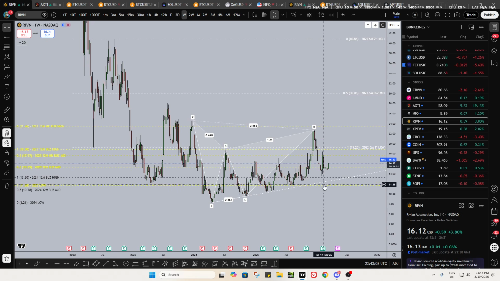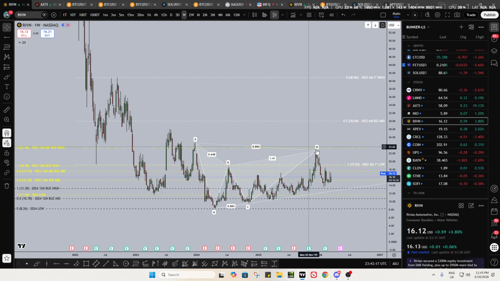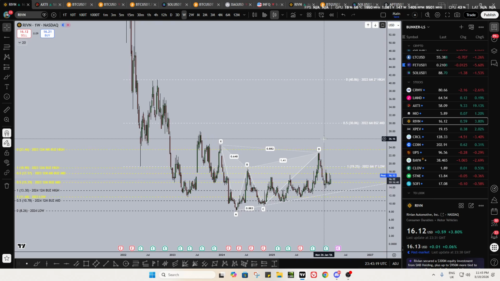But with higher time frame plays, I've got all the patience in the world, right? I will wait as long as it takes for a plus setup like this to play out. I am in no rush. I know the market will give it to me when it's ready. I'm not checking my port every day, shit like this. But Rivian, I still think it looks good.